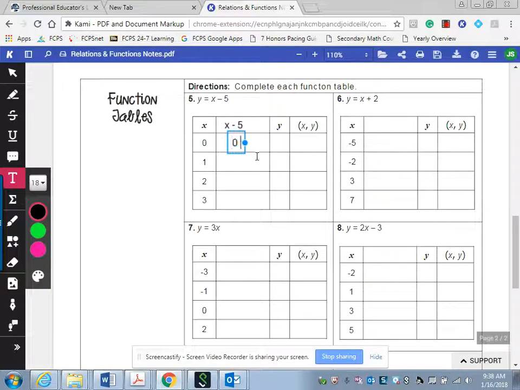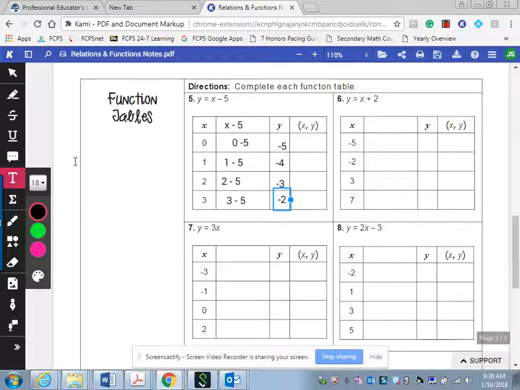So first we have 0 minus 5, and 0 minus 5 gives us negative 5. And then we have 1 minus 5, which gives us negative 4. Okay, and then we have 2 minus 5, which gives us negative 3. And last but certainly not least, we have 3 minus 5, which gives us negative 2.